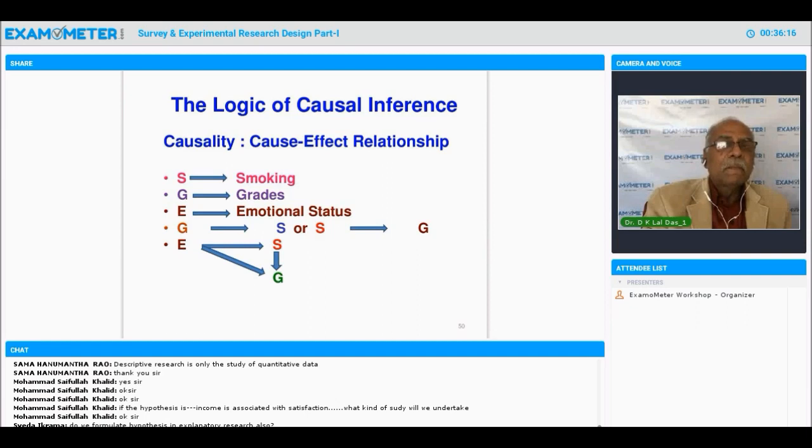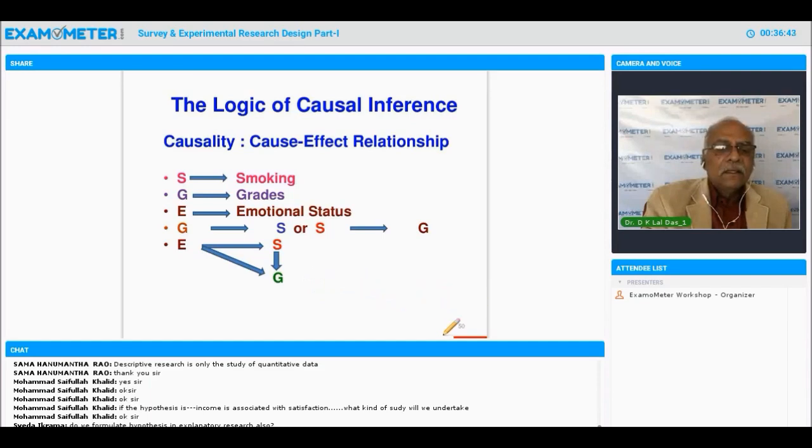in explanatory research, which said that we must investigate for a third variable whenever we find the two variables are associated. Because sometimes the relationship between the two may be spurious, not genuine.